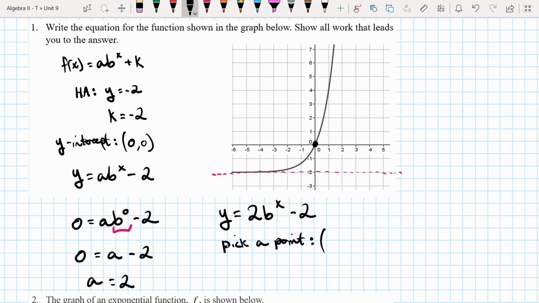So we're going to pick any point that's not the y-intercept. There's a bunch of different points we could pick, but let's pick a point that has an integer, because if the point has an integer, it'll be easier to work with algebraically. This is (1, 4).